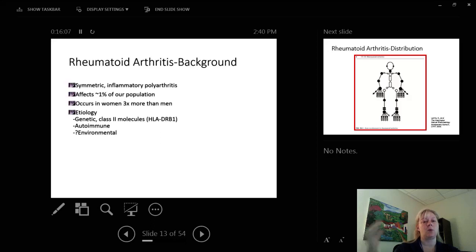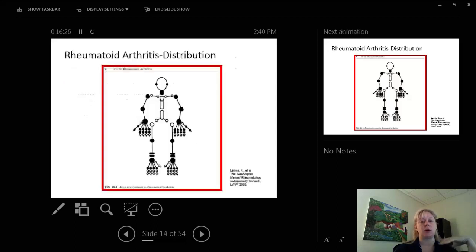And when we think polyarthritis, we think multiple joints. It's usually not somebody coming in with just one elbow. It's usually not asymmetrical. It's bilateral. It's polyarthritis. They're going to have more than one joint, and symmetric.